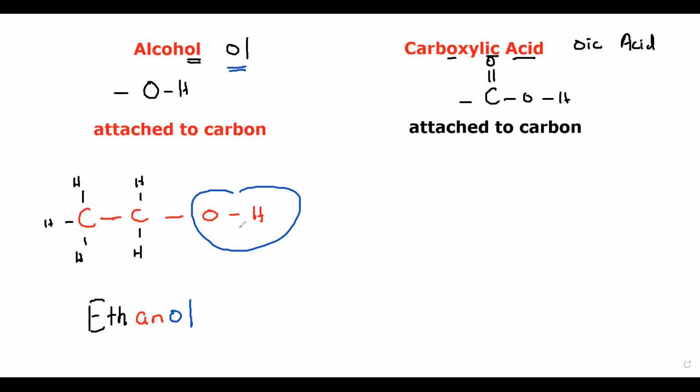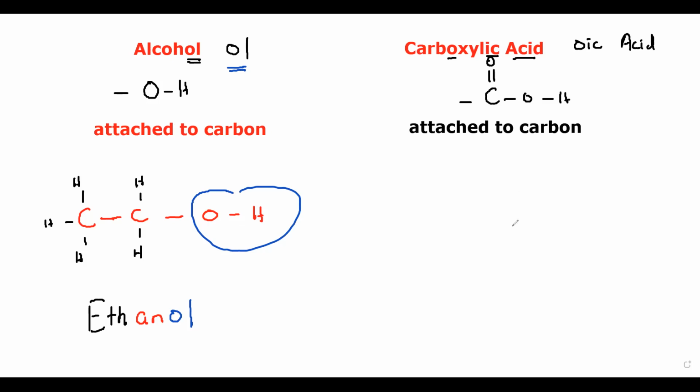Is this example clear? How do we name this alcohol? First we name the carbon atoms, then we name according to the bond, because it's a single bond between the carbon atoms, so an, and due to this OH we call that ol. So it becomes ethanol.